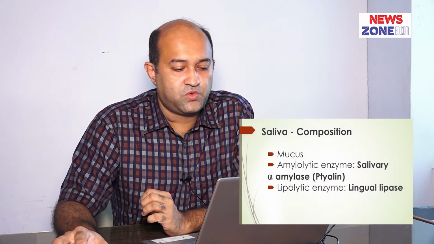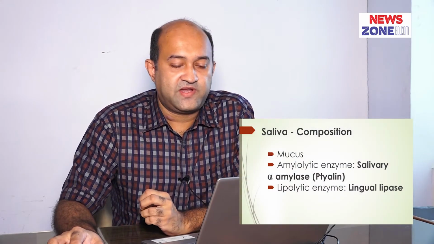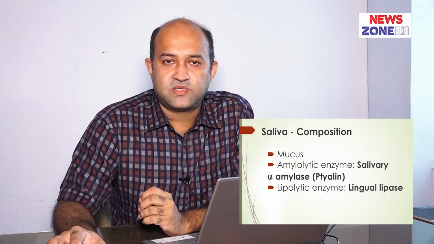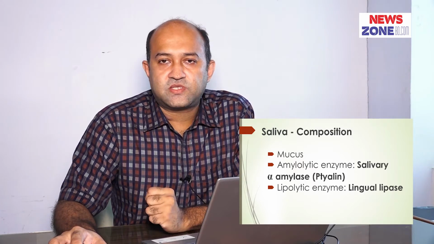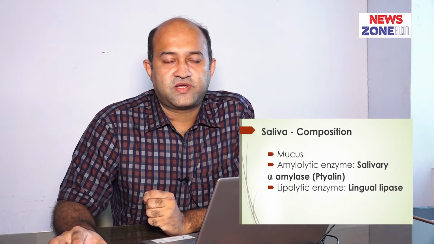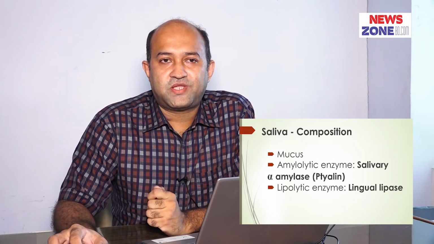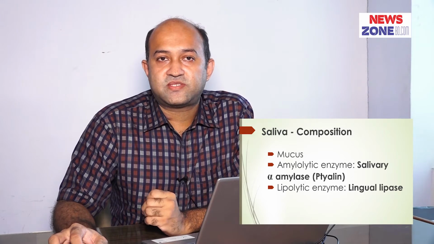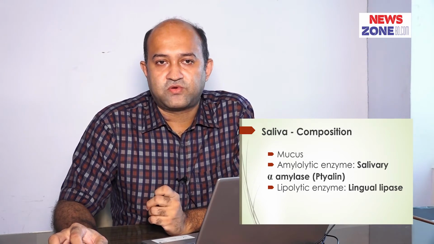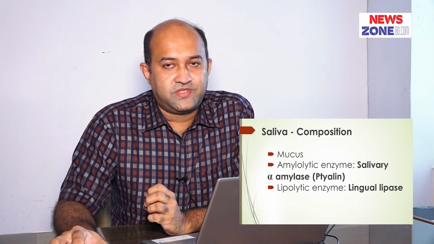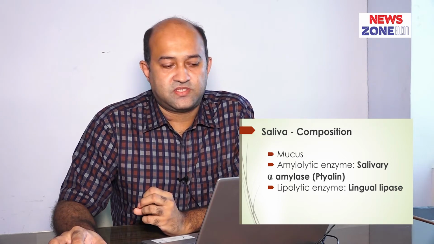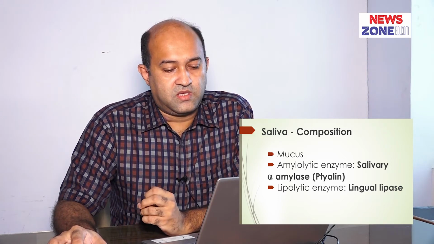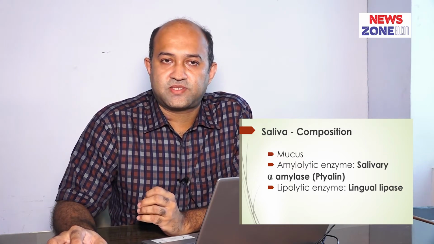So let's talk about the function and composition of these digestive juices in short. First of all, we have saliva. The composition of saliva is mucus, salivary alpha amylase and lingual lipase. Salivary alpha amylase is a very important enzyme, and it can break down the 1,4 alpha glycosidic bonds, but it cannot digest the 1,6 alpha glycosidic bonds. So partial digestion takes place inside the mouth. As well, the lingual lipase can also digest triacylglycerol to some extent.